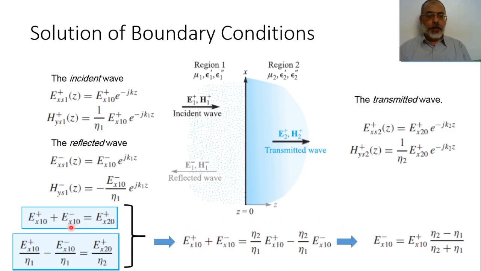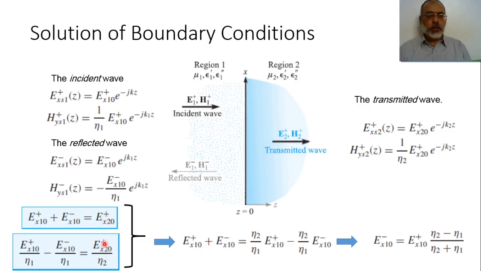So now this is the first equation which was obtained from the tangential electric field boundary condition, and this is the second equation which was obtained from the tangential magnetic field boundary condition. Now it is required to solve these two equations simultaneously. First of all, we can remove the value of the transmitted electric field by replacing it here.